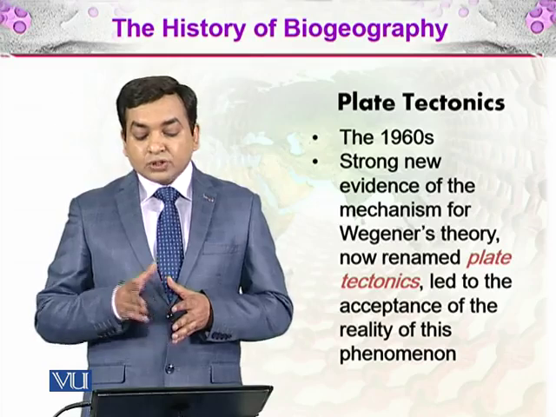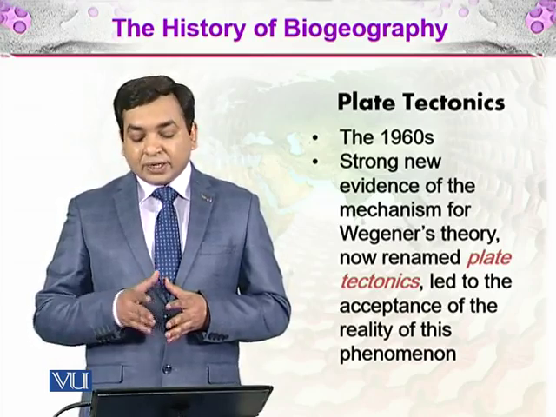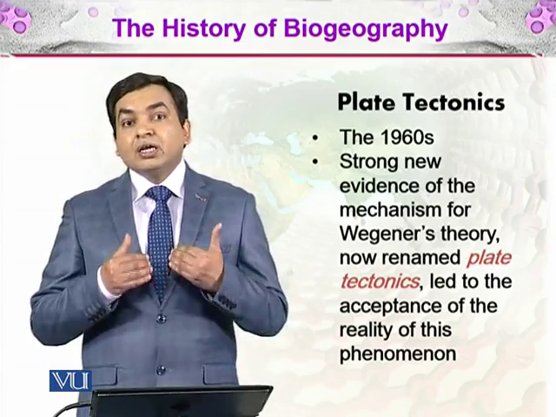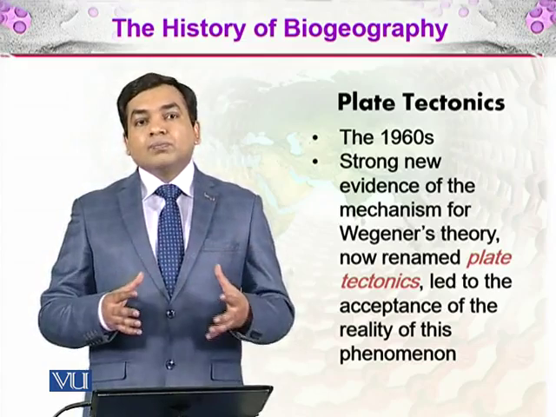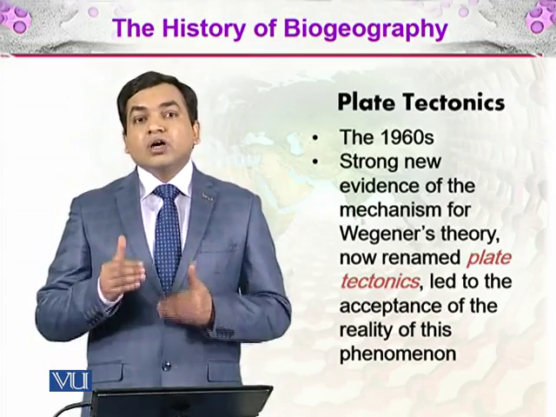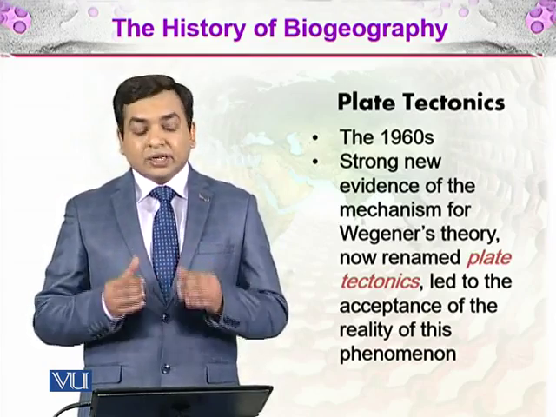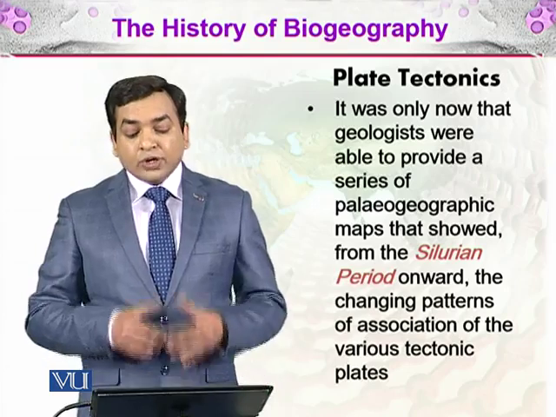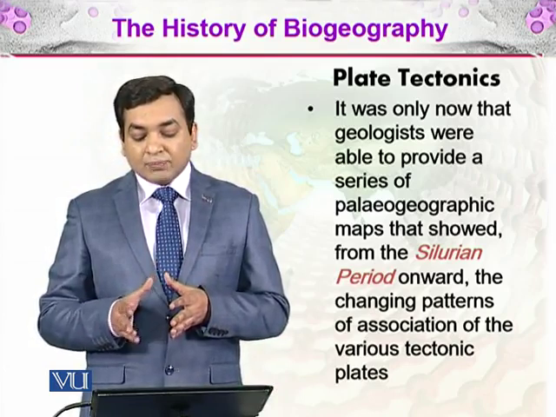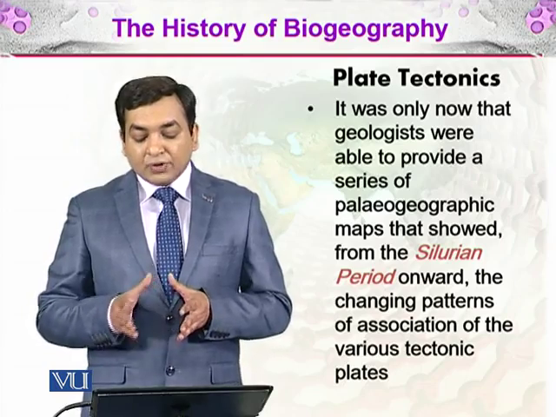In the 1960s, strong new evidence for the mechanisms behind Wegener's theory, now renamed plate tectonics, led to the acceptance of this phenomenon. Even though Wegener did not have any evidence other than the biological evidence of the fossils, his explanation was later ratified by another theory, plate tectonics, in the 1960s. It was only then that geologists were able to provide a series of paleogeographic maps that showed, from the Silurian period onward, the changing pattern of association of the various tectonic plates.